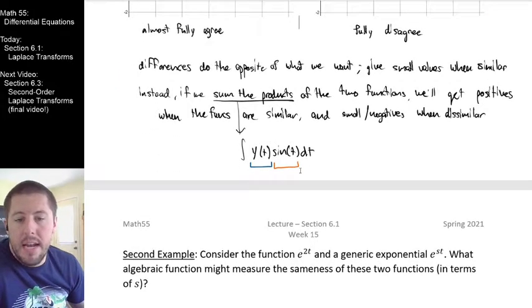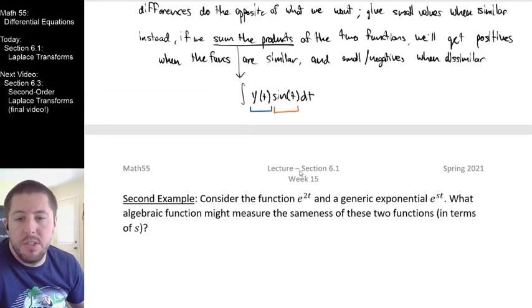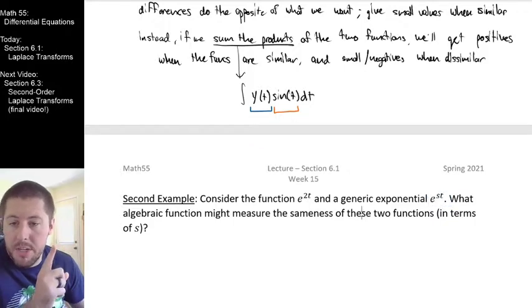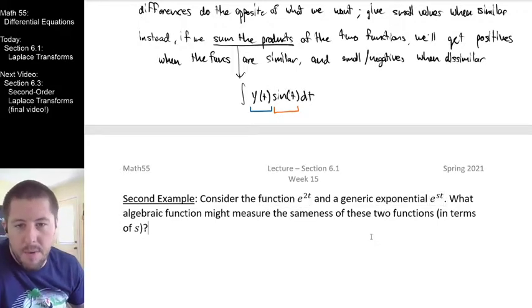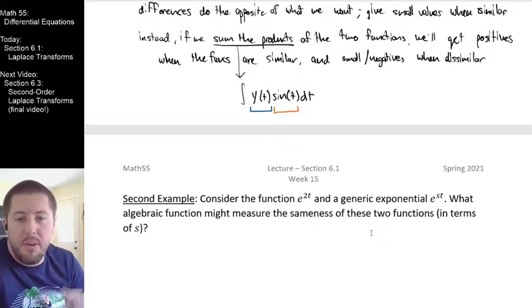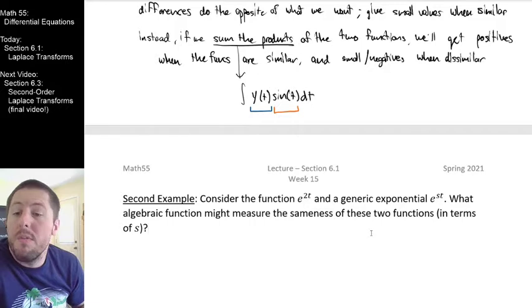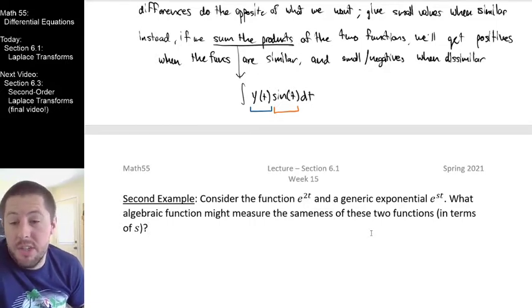Now instead, let's look at an algebraic example, and let's look at some exponential functions. So consider the function e to the 2t and some generic function, e to the st. This is very similar to what we just did above, right? We took a known trig function above and then some generic trig function that just wasn't the exact same as the other one. So consider the function e to the 2t and a generic exponential e to the st. What algebraic function? So now instead of asking for an operation, like an integral of the product, I'm asking you for a function. What function might measure the sameness of these two functions in terms of s?